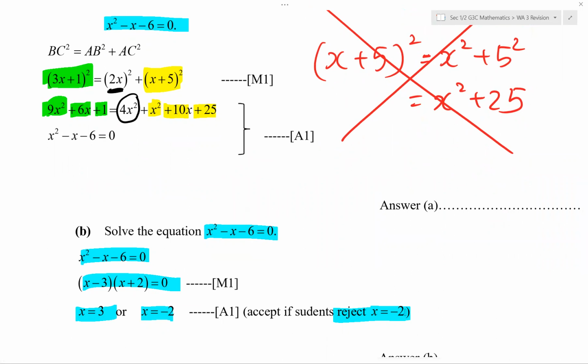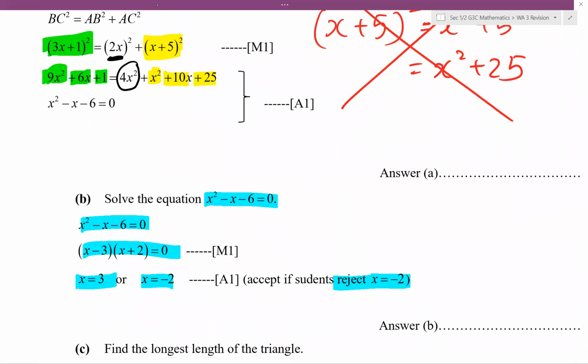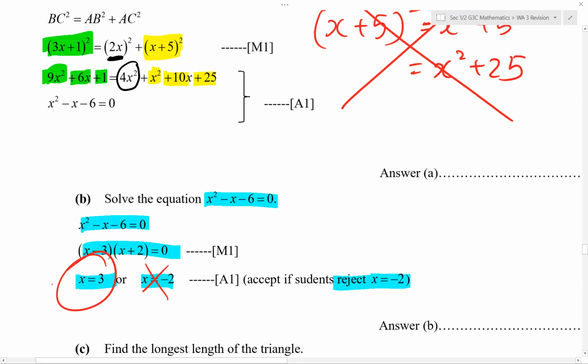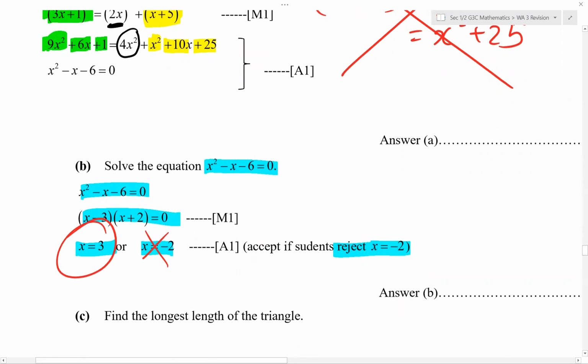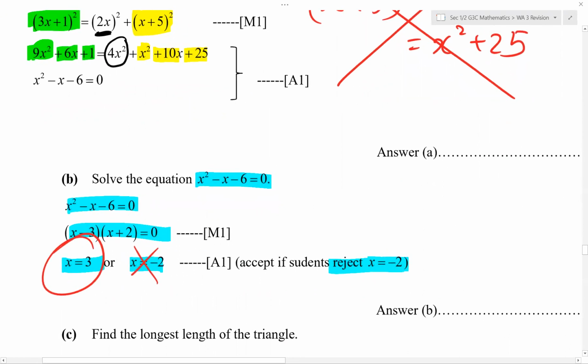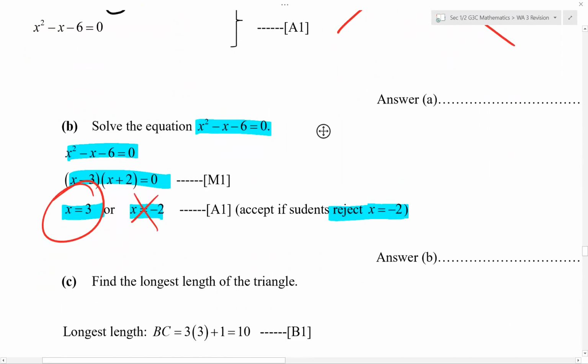Look, one of the sides of the triangle is actually 2x. If your x is -2, you are implying that the side has a length of -4 units, which cannot be the case. Length has to be positive. So we take this away, leaving us only with x equals to 3. And now we have all 3 dimensions of the triangle already. So find the longest length. 3x plus 1 was the longest length. So 3 times 3 plus 1, 10 units.